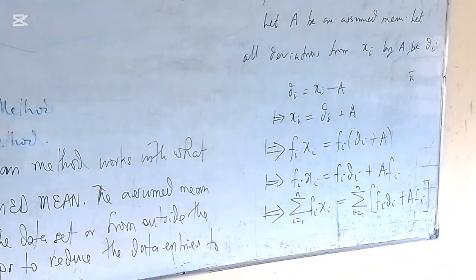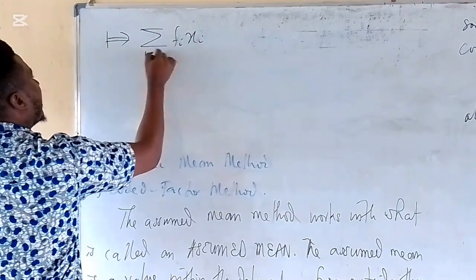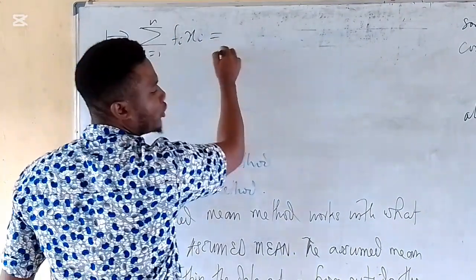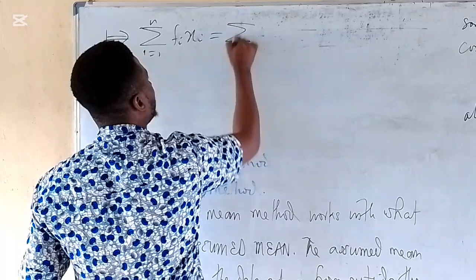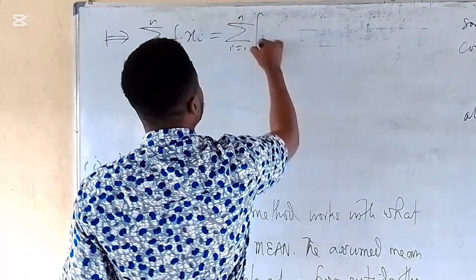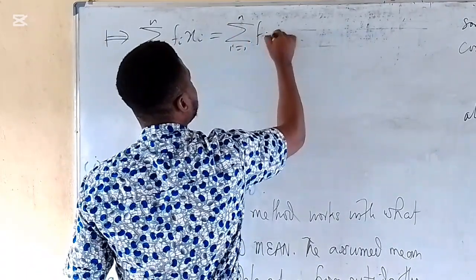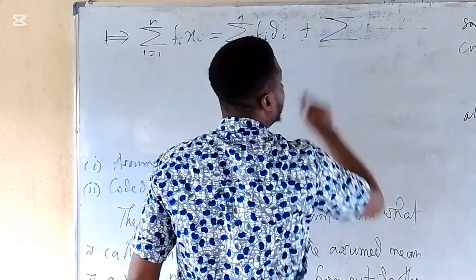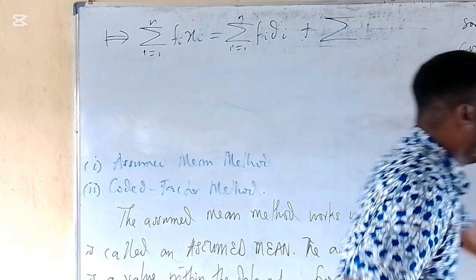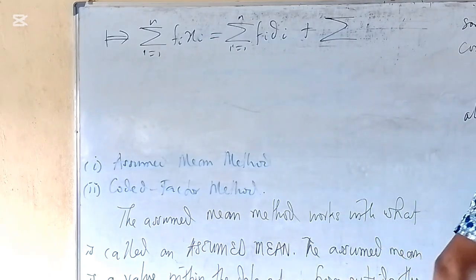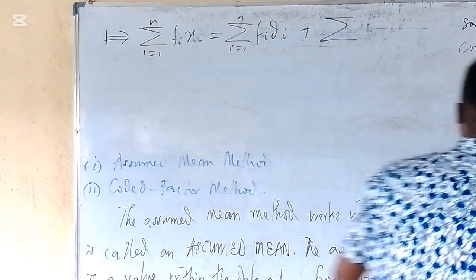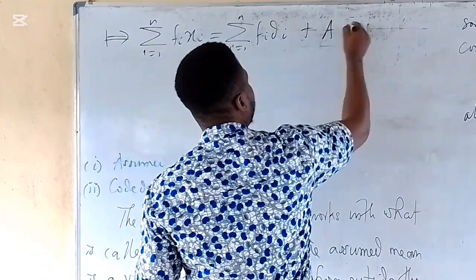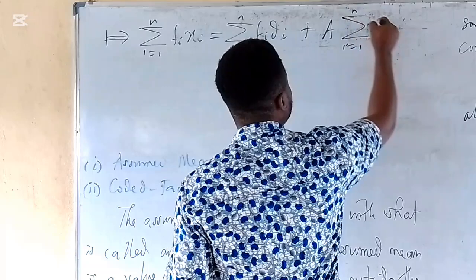So, I'm going to come over and say this implies that summation Fi xi from i equals 1 to n will be equal to summation from i equals 1 to n of Fi di, do you see it? Plus that same summation now. Do you know what that summation will do? When the sigma as a linear operator meets a constant, a is a constant and Fi is a variable, it will bring out that constant and take on the variable. Let me show you why.